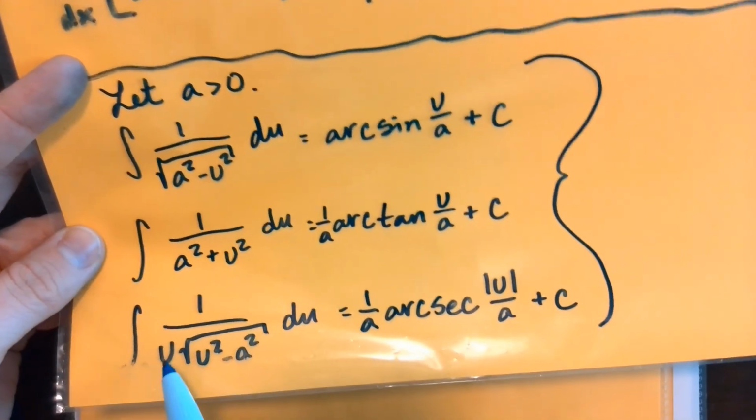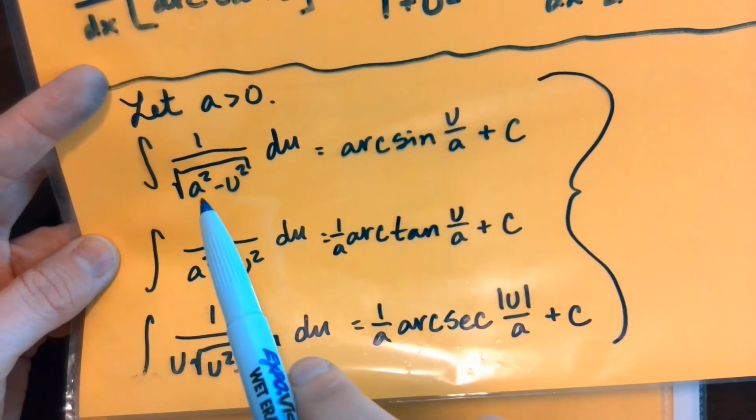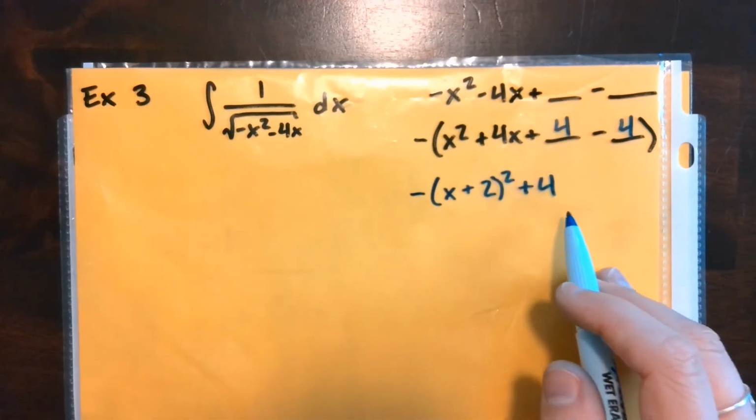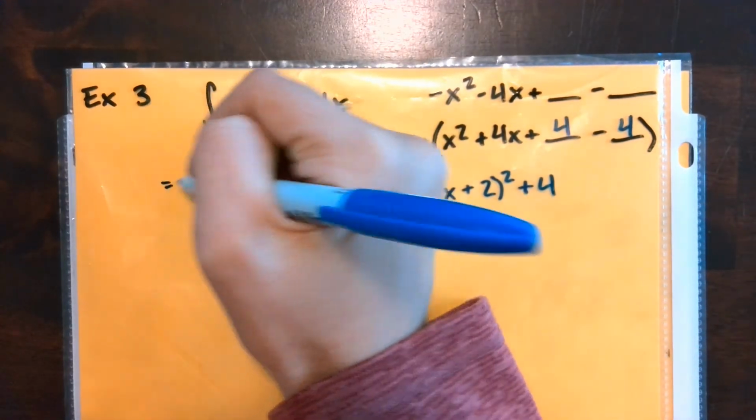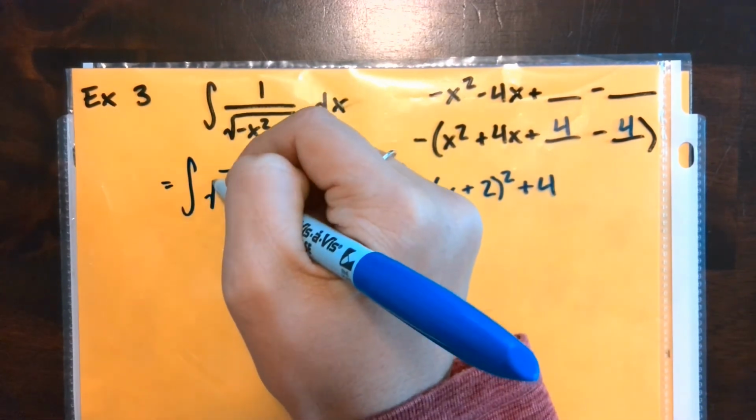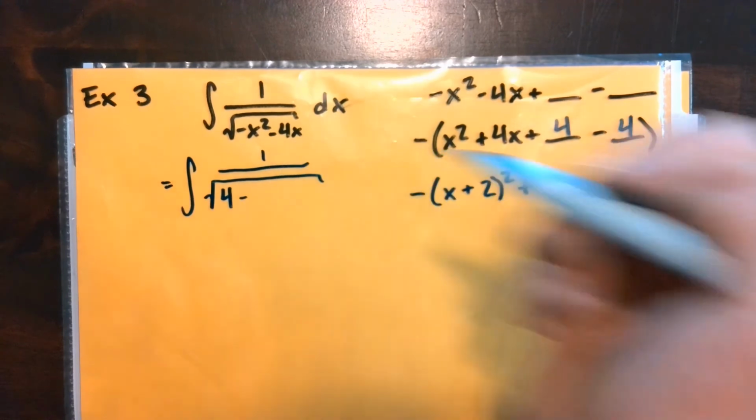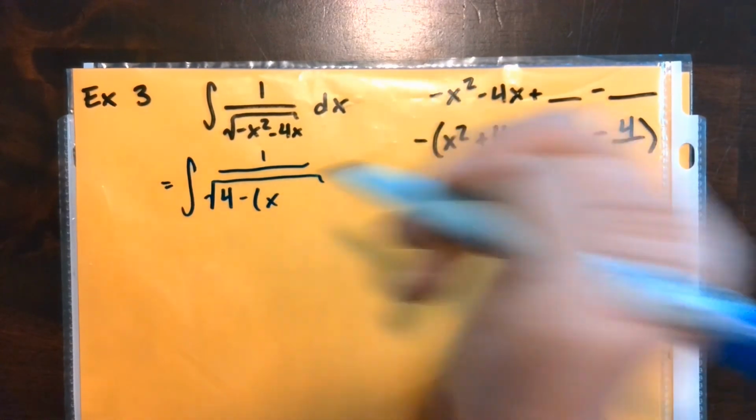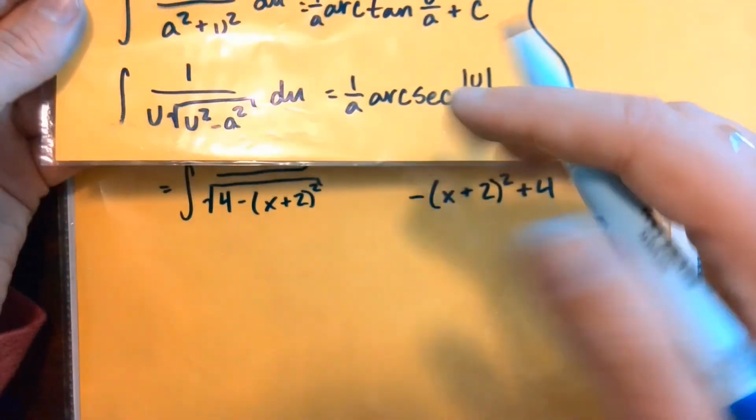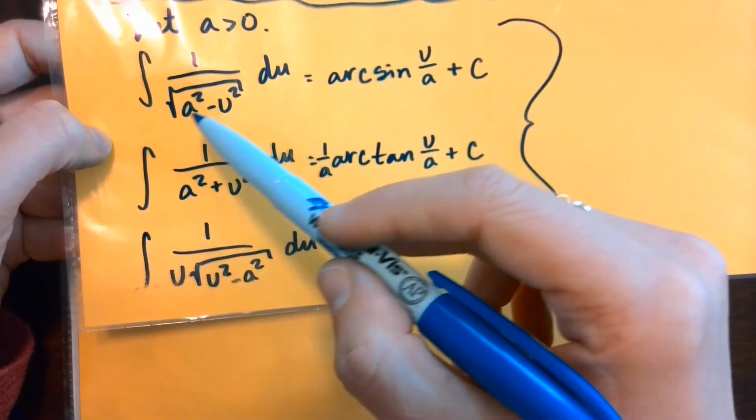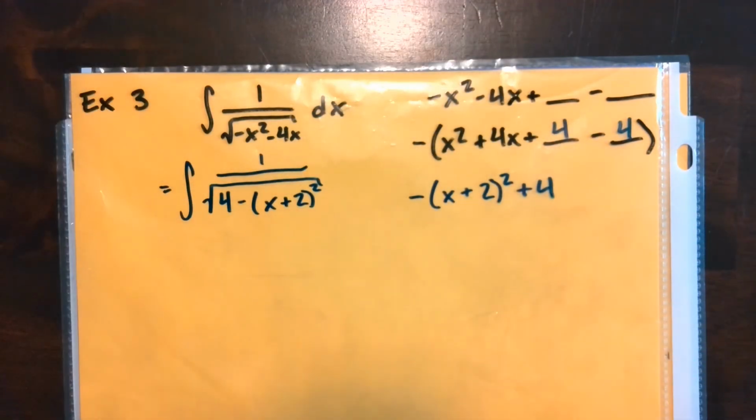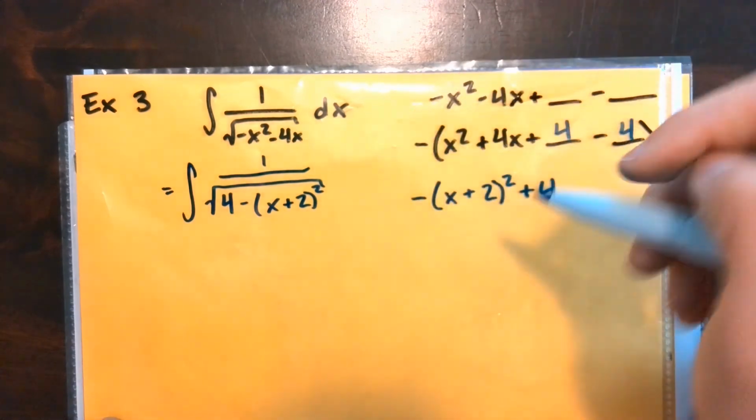Since they're underneath the radical and there's not something on the outside, I want it to look like this number squared minus function squared underneath that radical. So I'm going to go ahead and switch these when I rewrite it and say that this is the same as 4 minus x plus 2 squared. And now I have it in this form where I have the square root of a number squared minus a function squared.